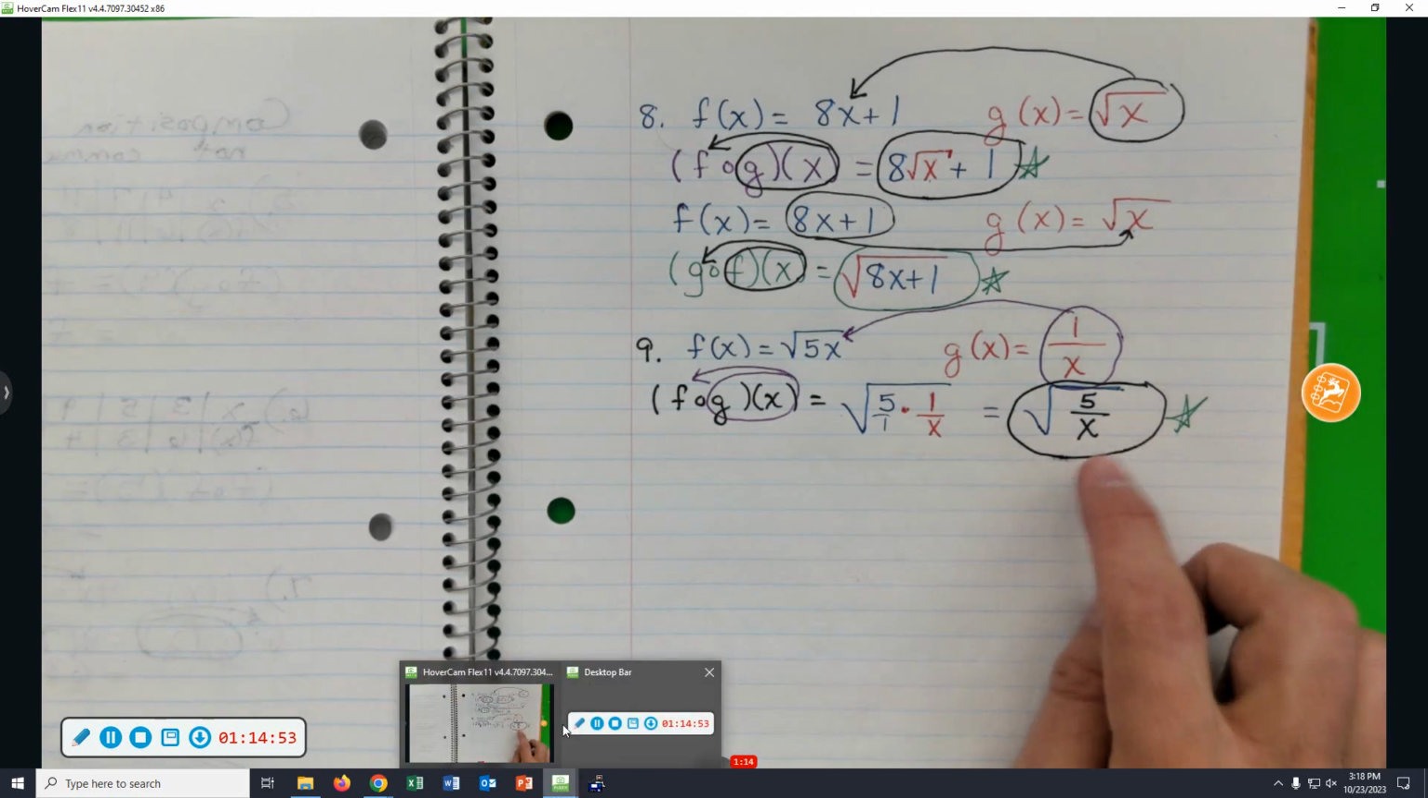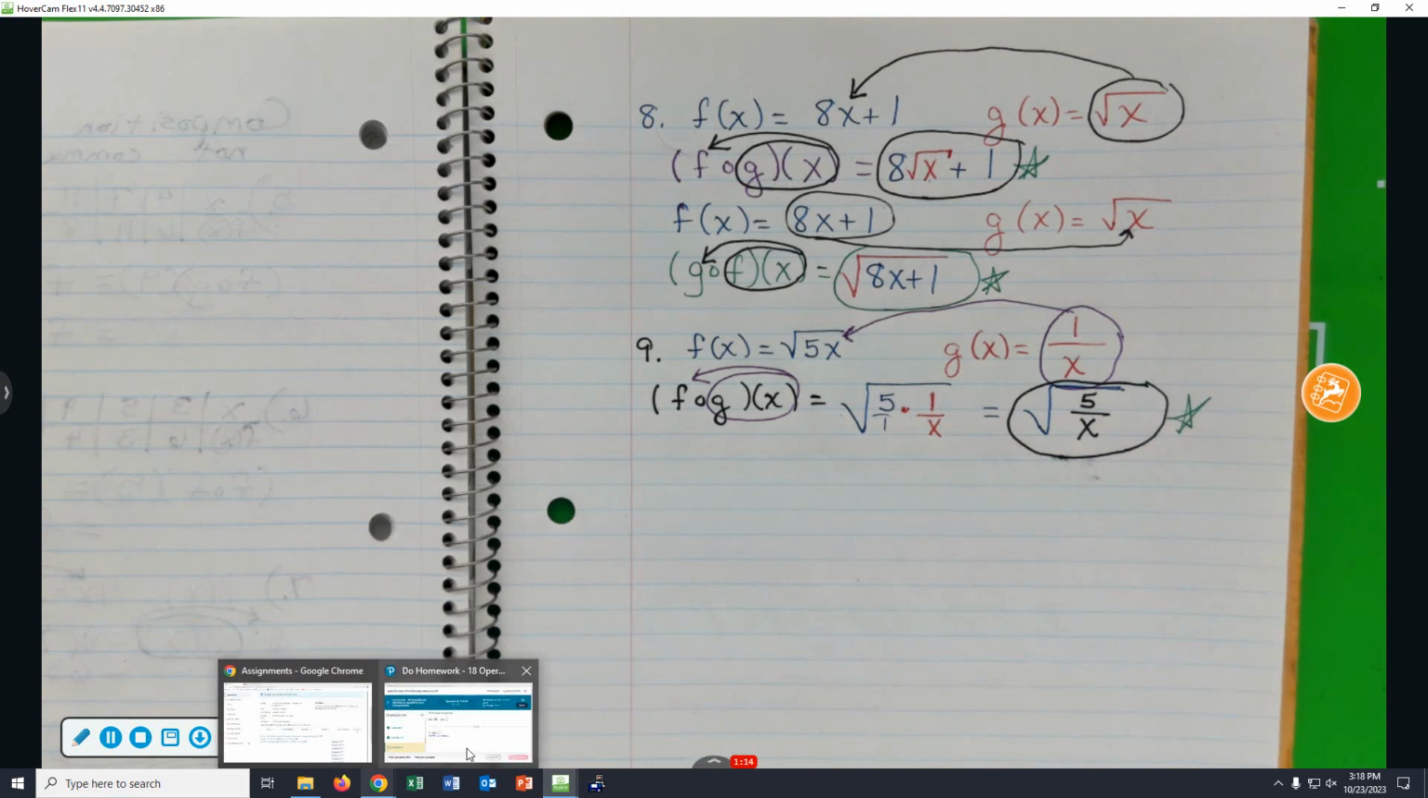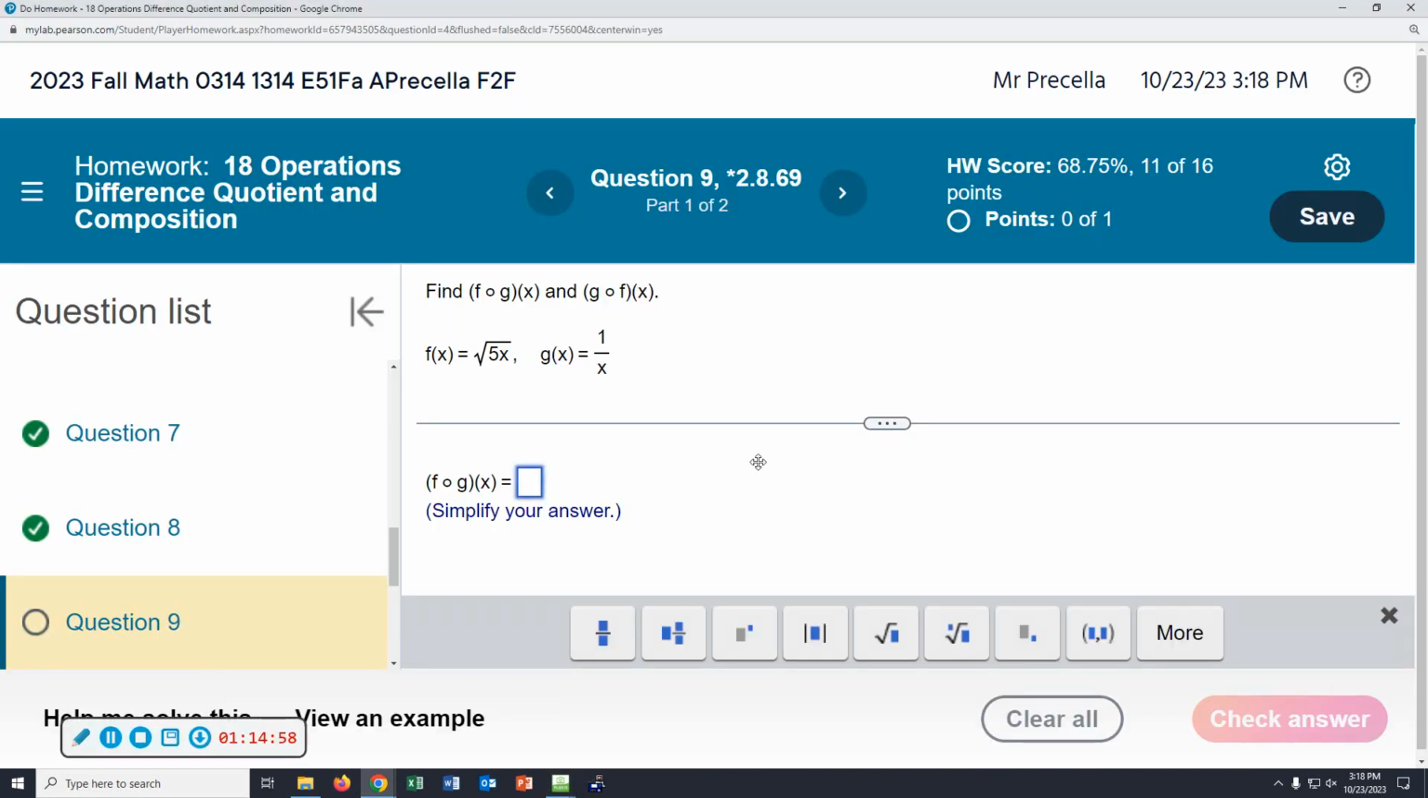Okay, so let's type that in. Oh, you want me to type it in? Okay, here I am. Y'all tell me, what am I going to do first? What am I going to type first? Click that square root, and then it's a 5 over x.